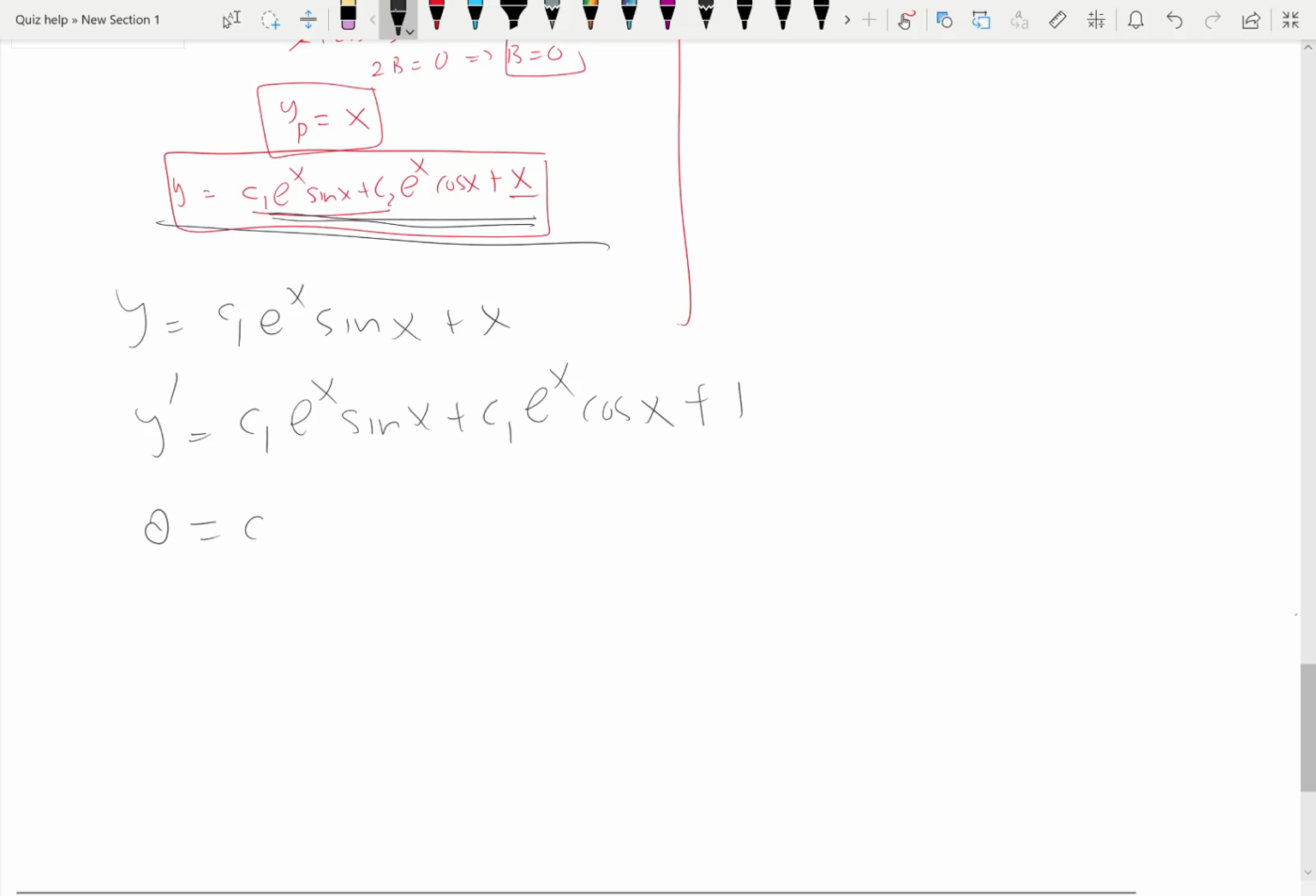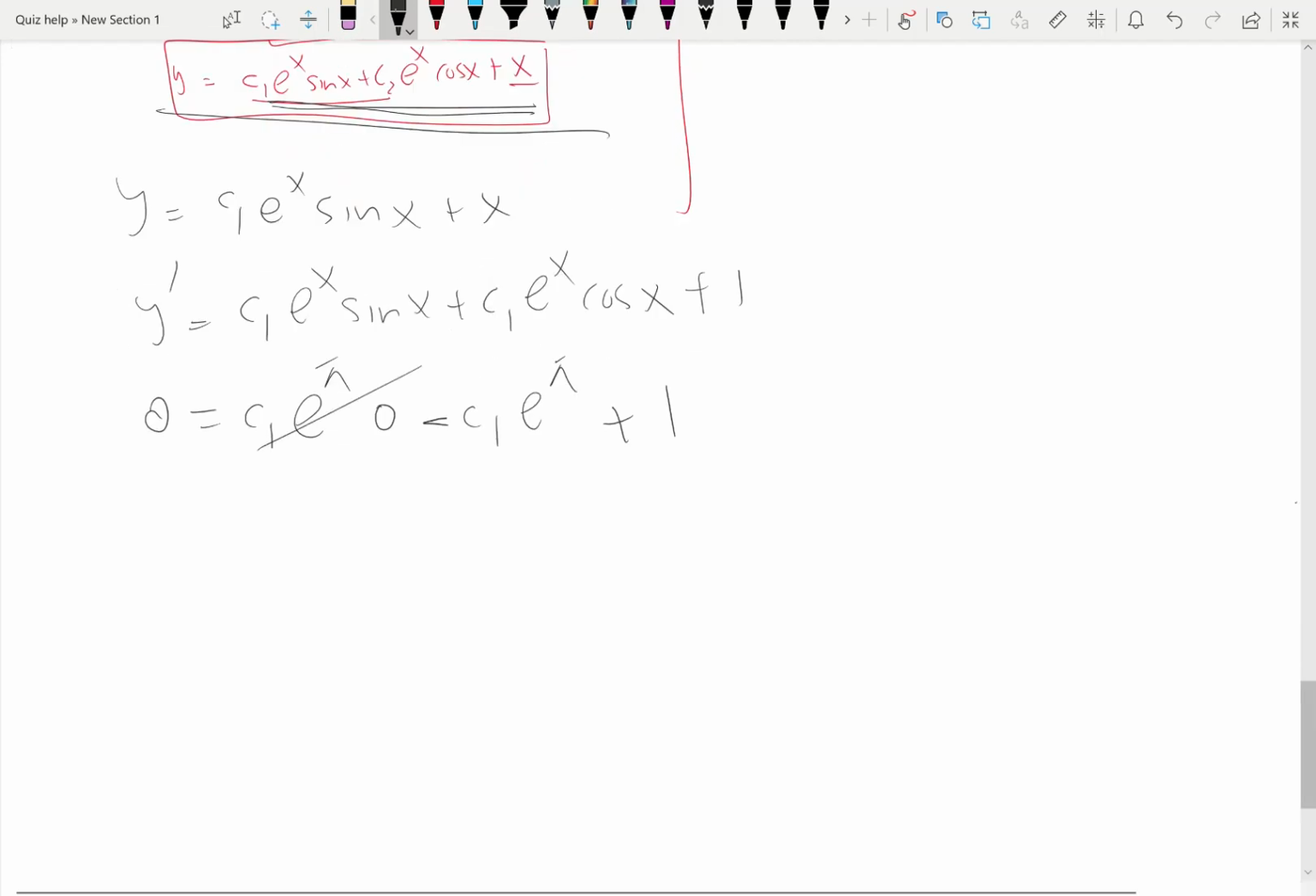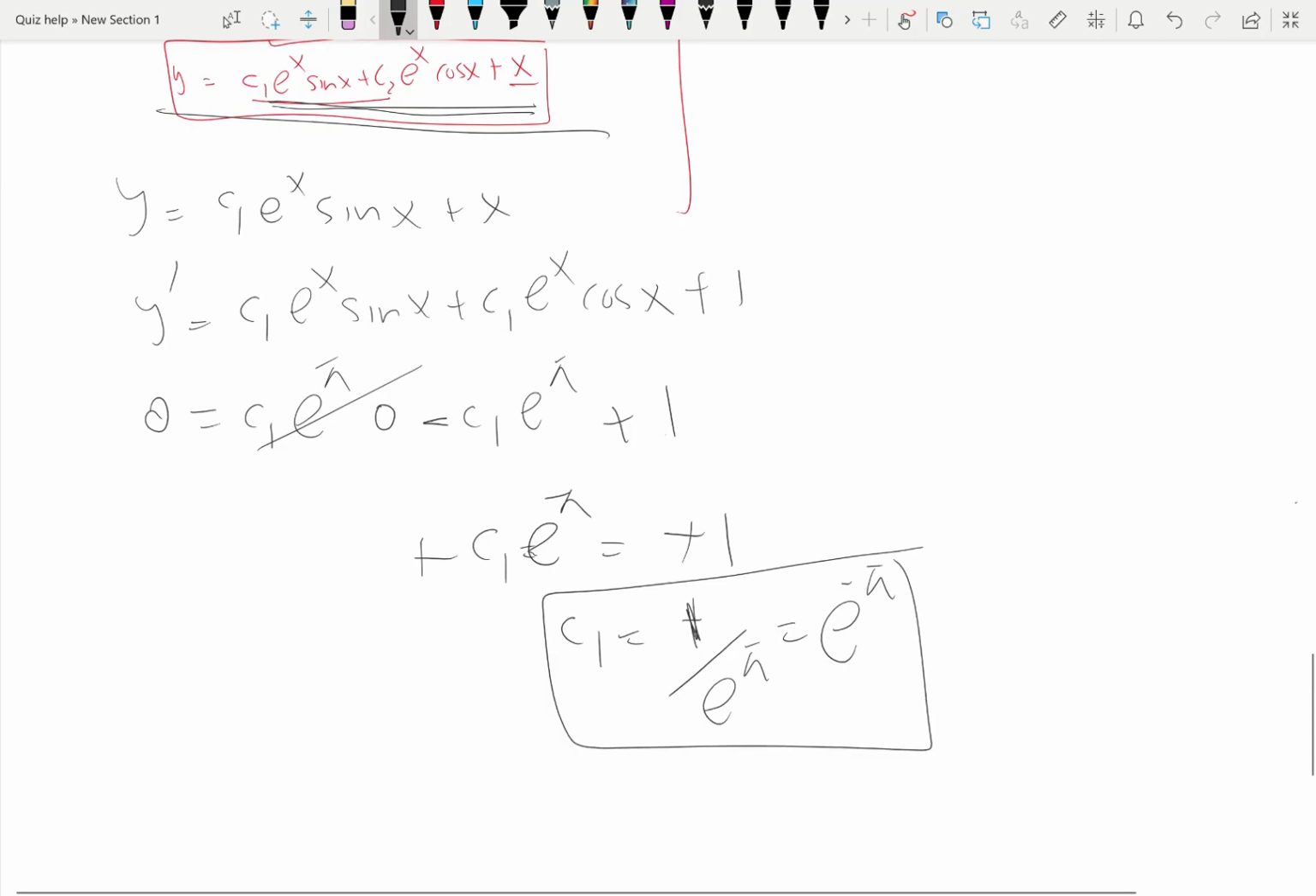So this is 0: c1 e to the pi, sine pi is 0, plus c1 e to the pi, cosine pi is negative 1. So here it's negative c1 e to the pi plus 1. Okay, so then this part is 0. So if you take the 1 to the other side, c1 e to the pi negative is equal to negative 1. So the negatives cancel out, and c1 is 1 over e to the pi. So it's e to the negative pi. So c1 is e to the negative pi.